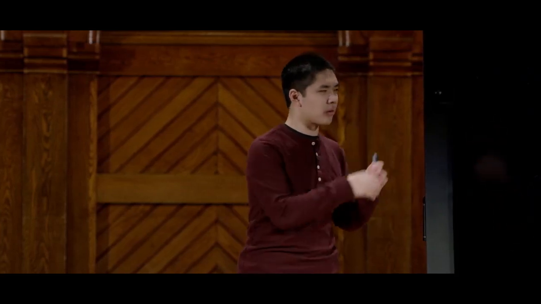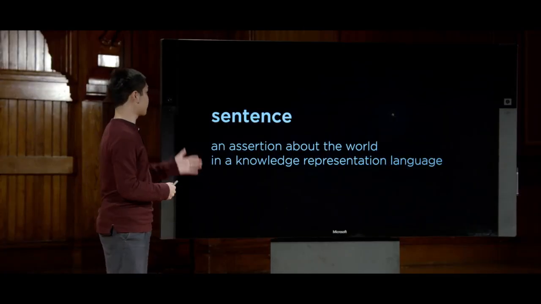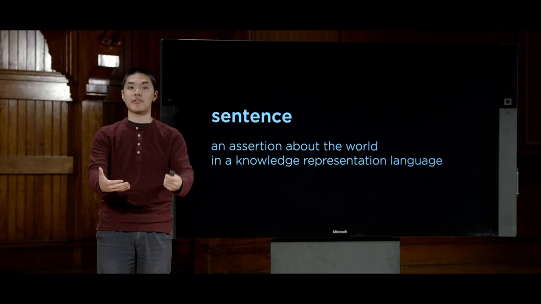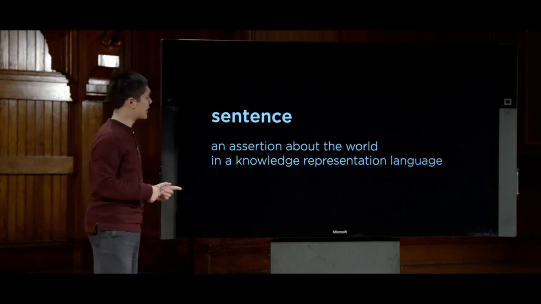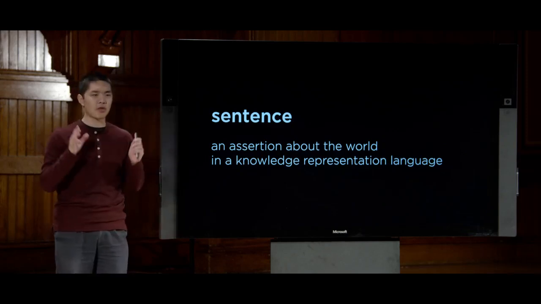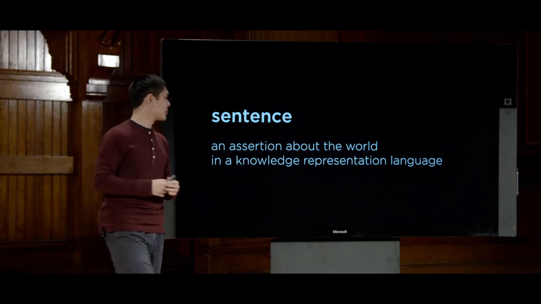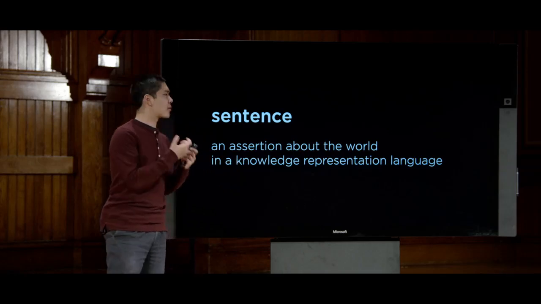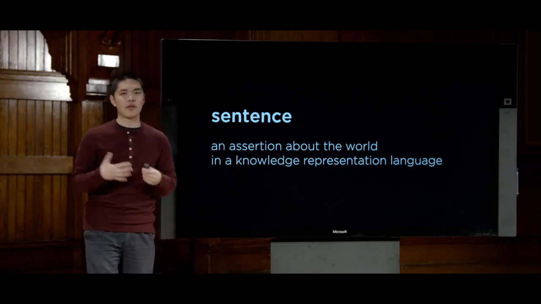So we're going to need to introduce a few more terms and a few symbols that will help us reason through this idea of logic inside of an artificial intelligence. And we'll begin with the idea of a sentence. Now, a sentence in a natural language like English is just something that I'm saying, like what I'm saying right now. In the context of AI, though, a sentence is just an assertion about the world in what we're going to call a knowledge representation language, some way of representing knowledge inside of our computers.